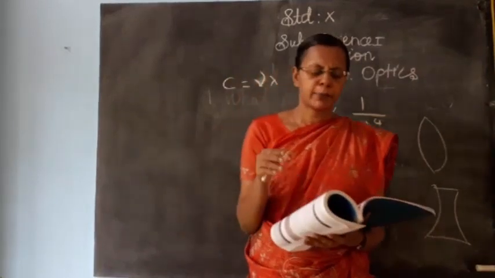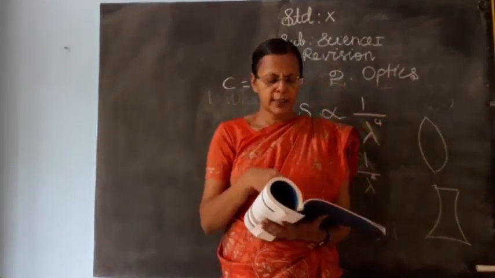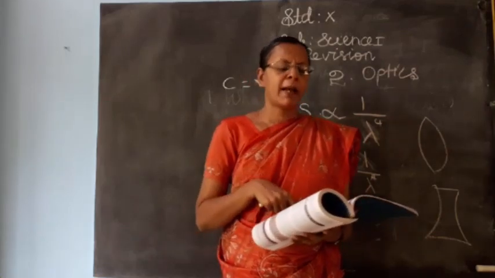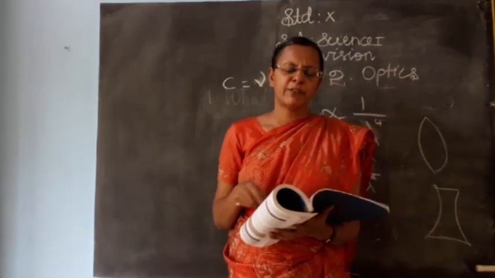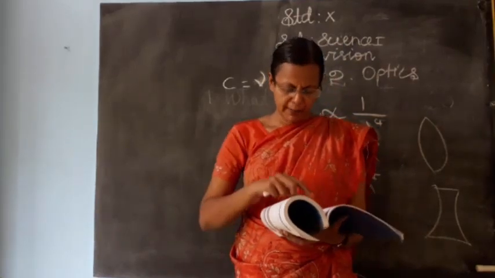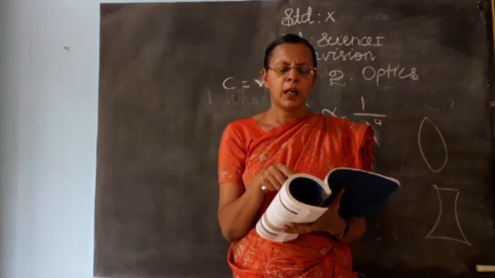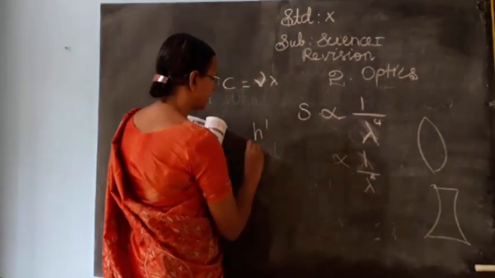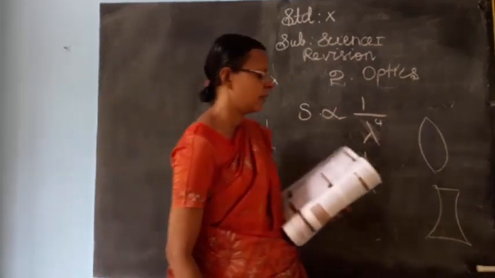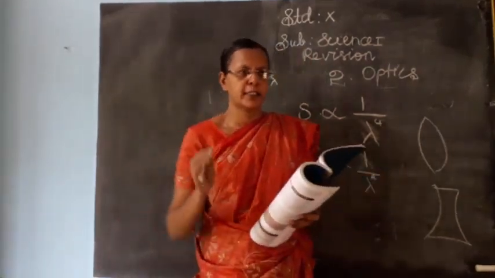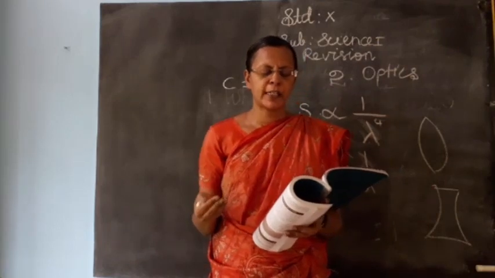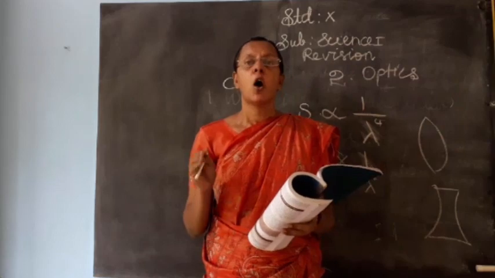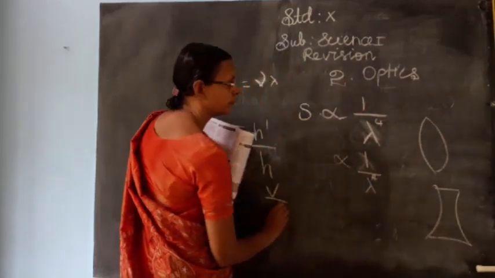In this lesson, problems are also there. Next, sign convention. Six points are there, which you have to know. Next, magnification. Define magnification. The definition you have to know: the ratio of the height of the image to the height of the object, that is h dash by h. In terms of distance, you can write the ratio of the distance of the image to the distance of the object, that is v by u.